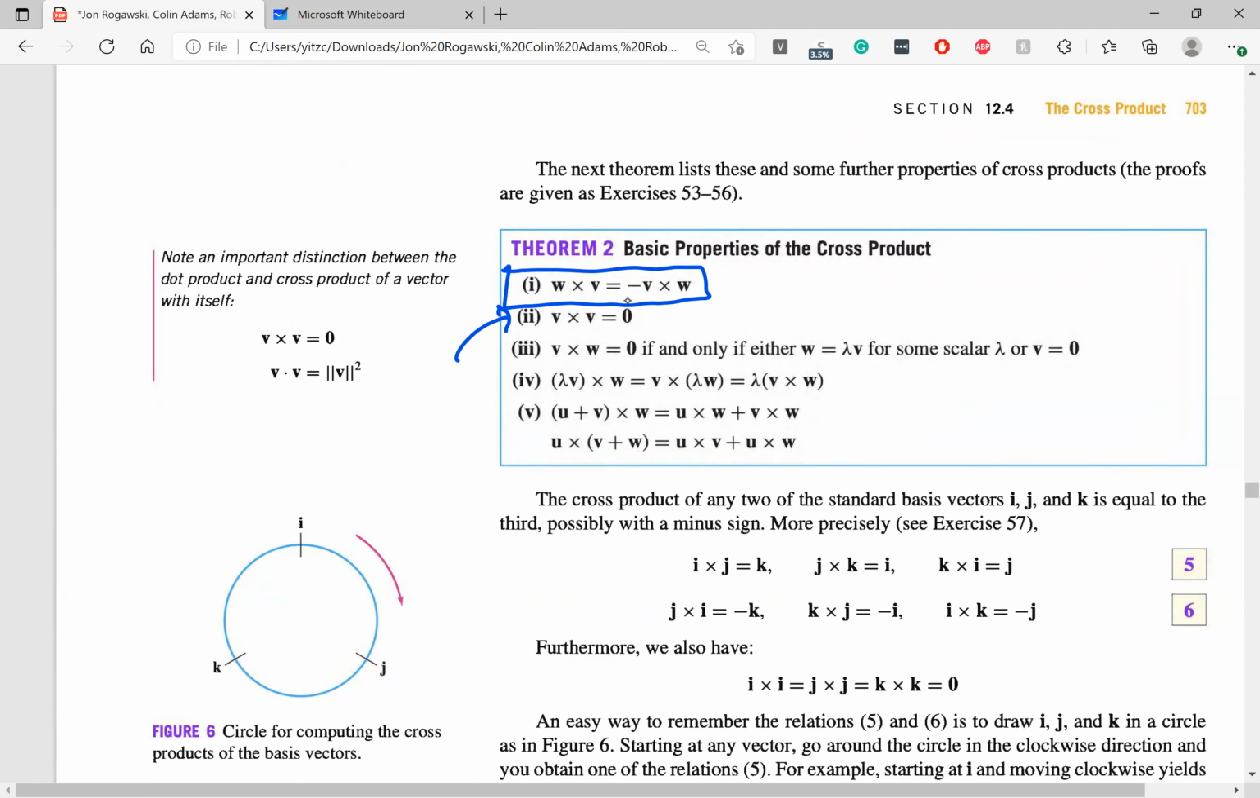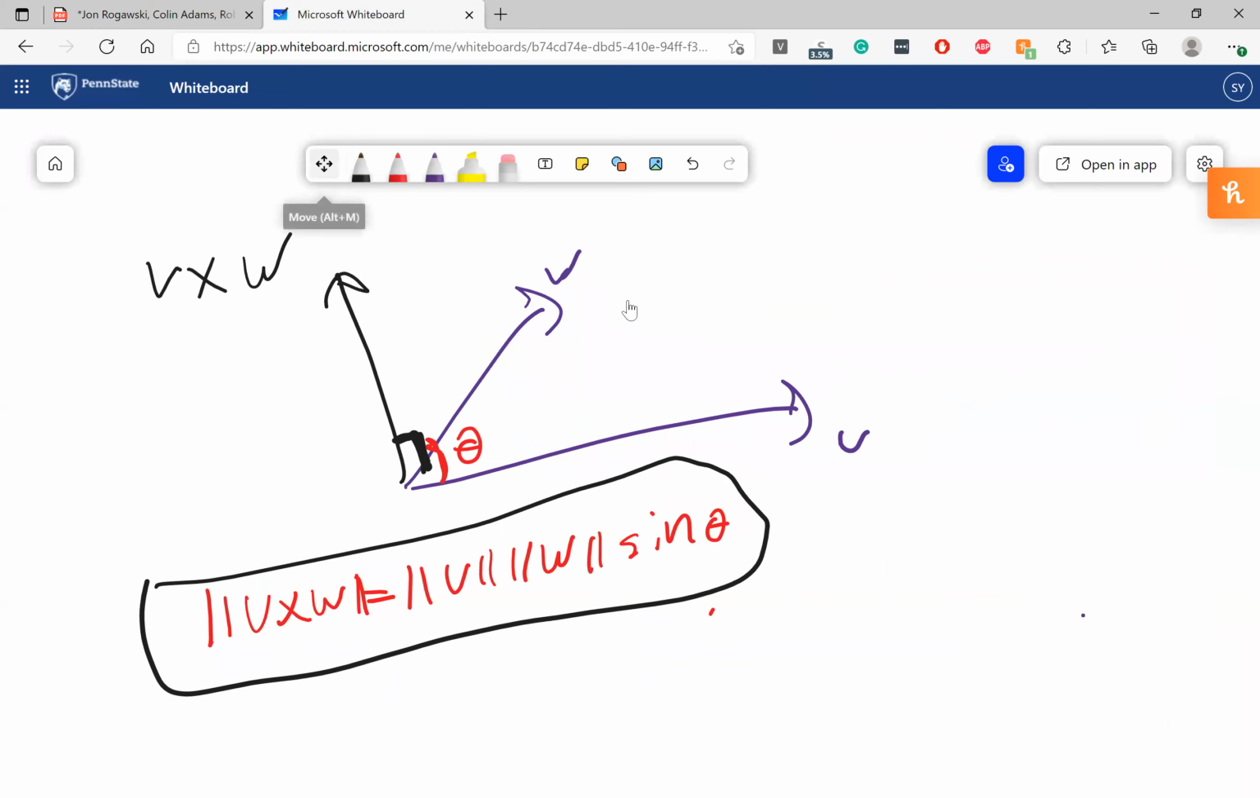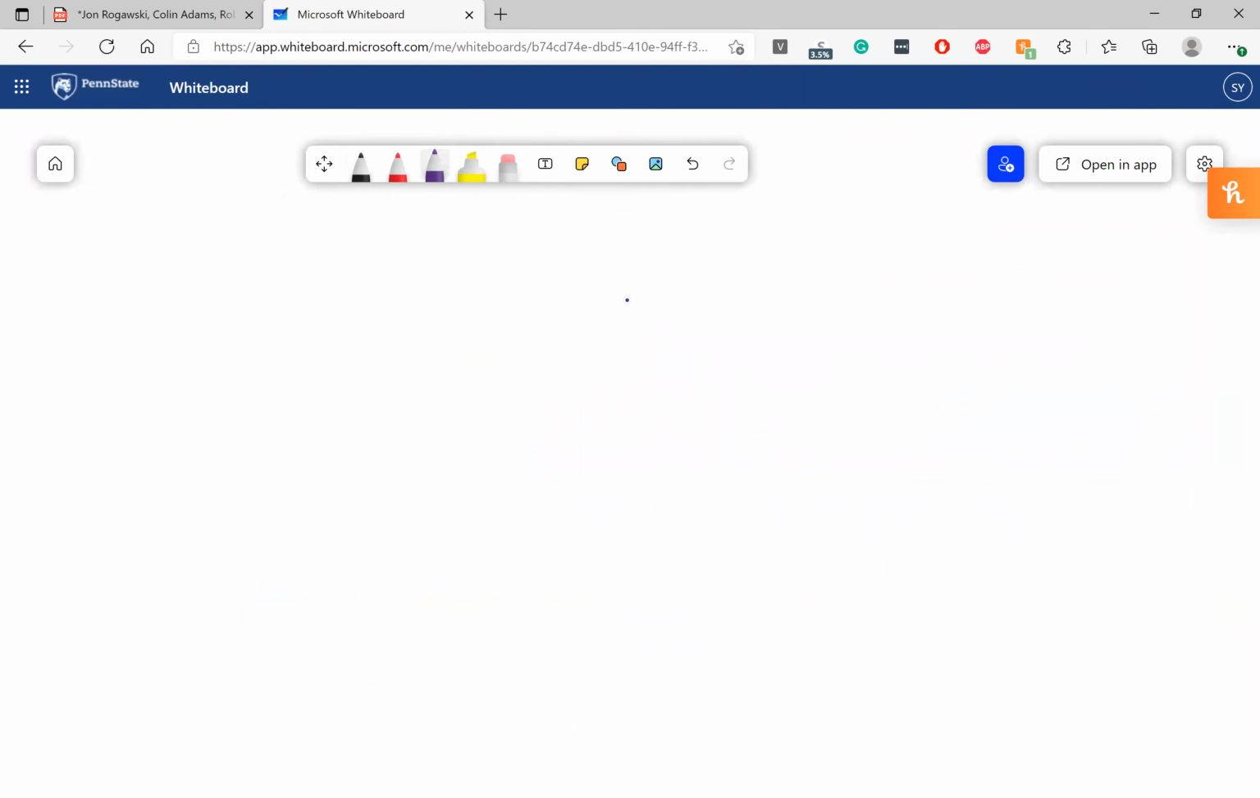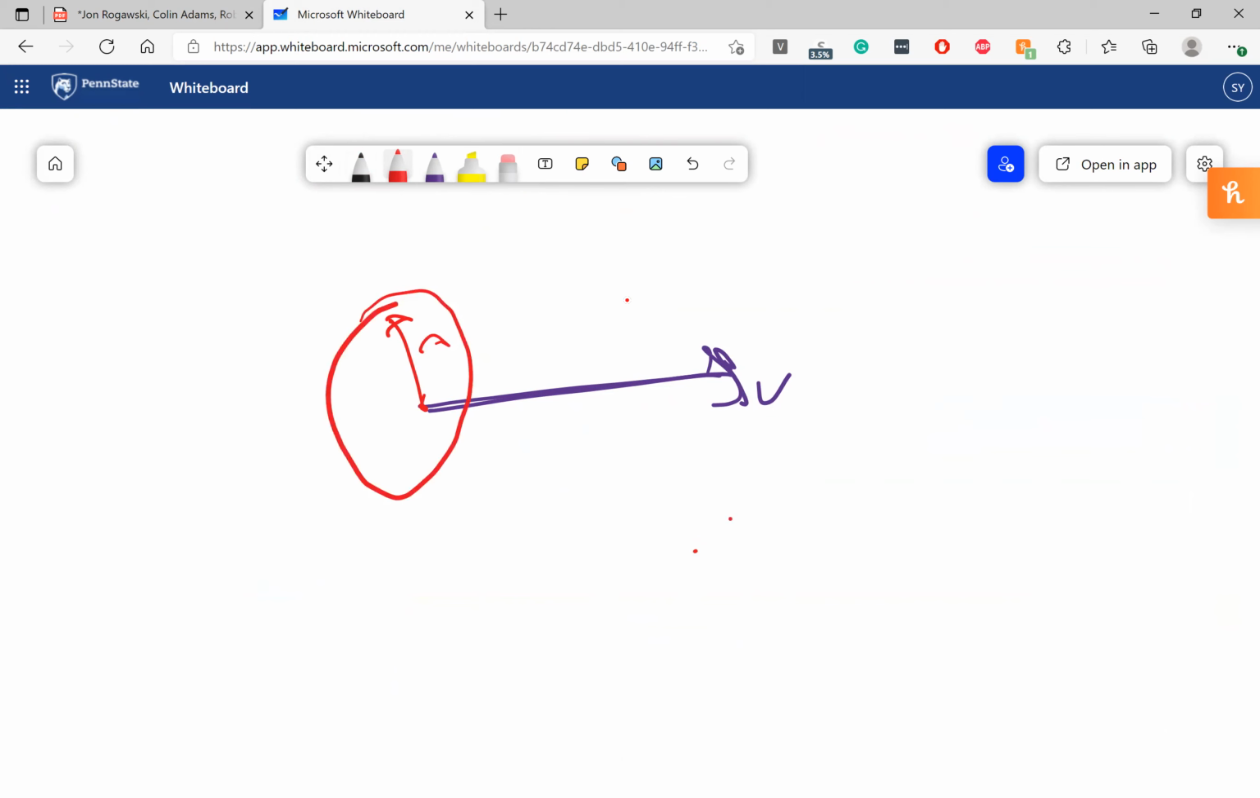Another thing that is interesting to note is if you have the same vector, there really isn't a good way of talking about the direction that's orthogonal to both of these. This might be orthogonal to both. There's an entire disk over here of directions that are orthogonal to both. And that, of course, doesn't really make sense. So you get 0. That's another way of thinking about it.